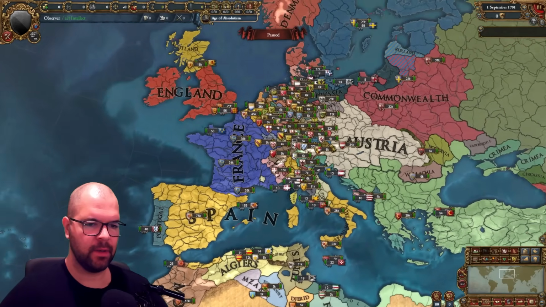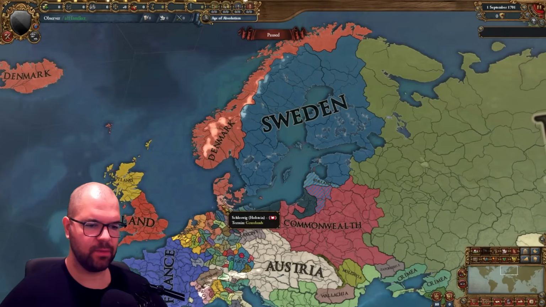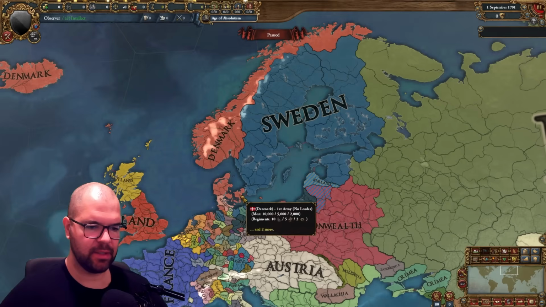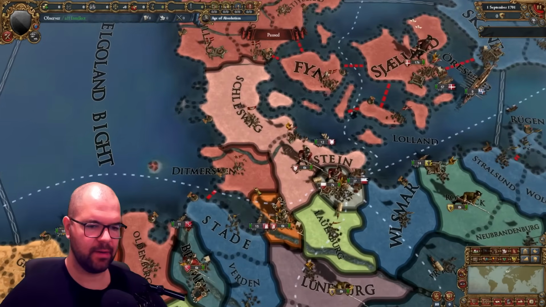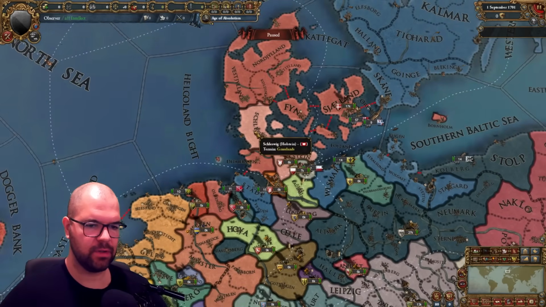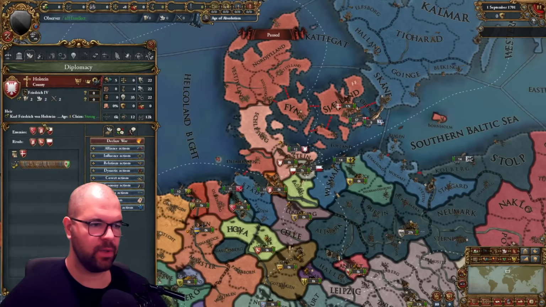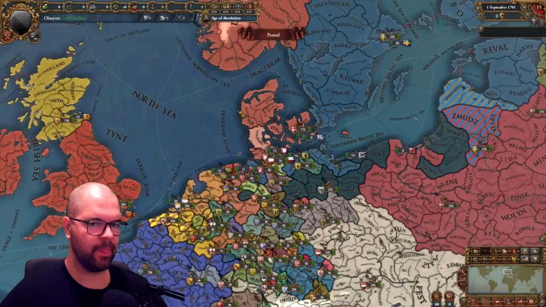So, if we look at the Scandinavian nations, we can see that Denmark is actually pretty small, and they had some disconnected lands over here. But there was this Holstein, Schleswig-Holstein, which was an independent county.